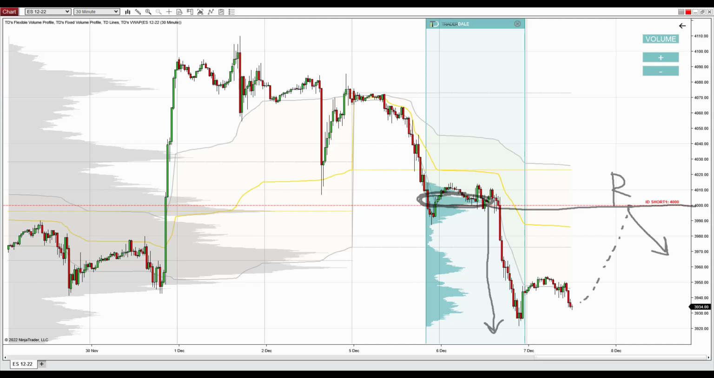All right, so that's the reason number one why I think that this will work as a strong resistance. This is the beginning of that heavy volume zone. The level is exactly at 4,000.